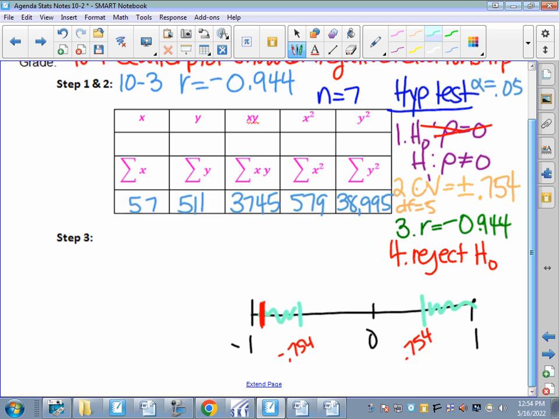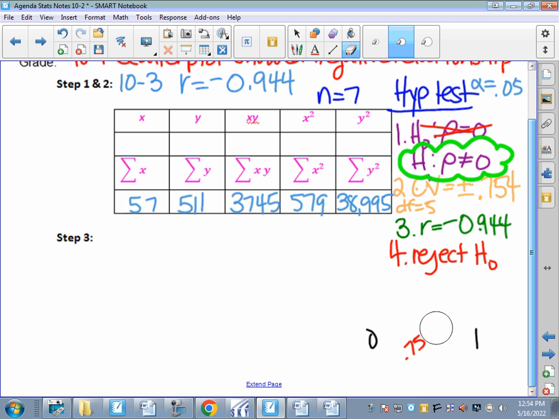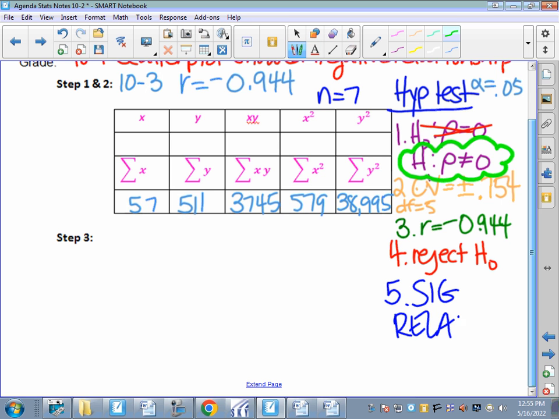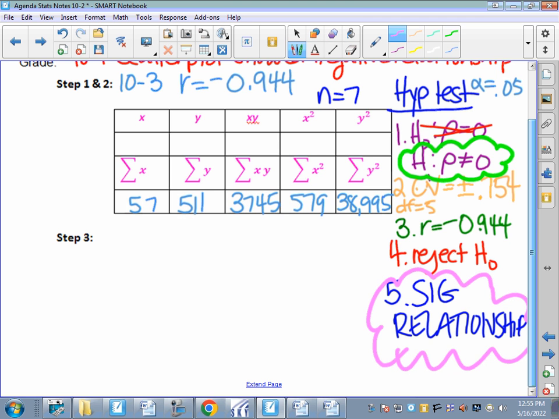which means we don't like this, we like this, right? If rho is not equal to 0, we definitely think there is a significant relationship between the number of absences and the final semester grade. So now that we've found that there is a significant relationship, now I can go forward, because what's the point of finding an equation of regression if there's not a significant relationship? That's a waste of your time.